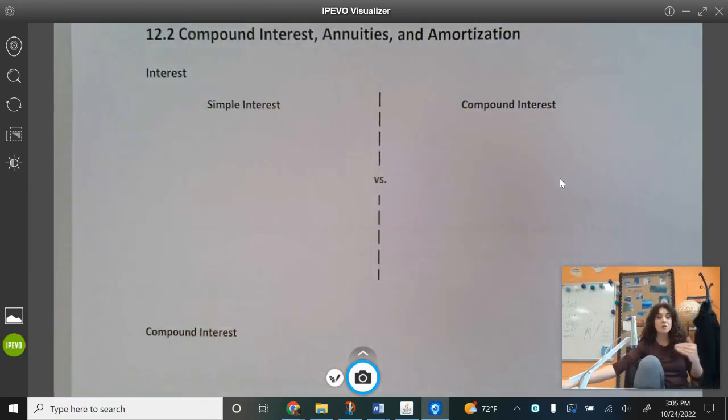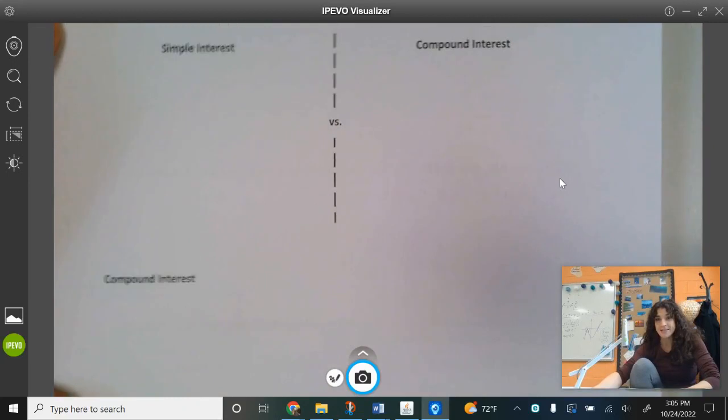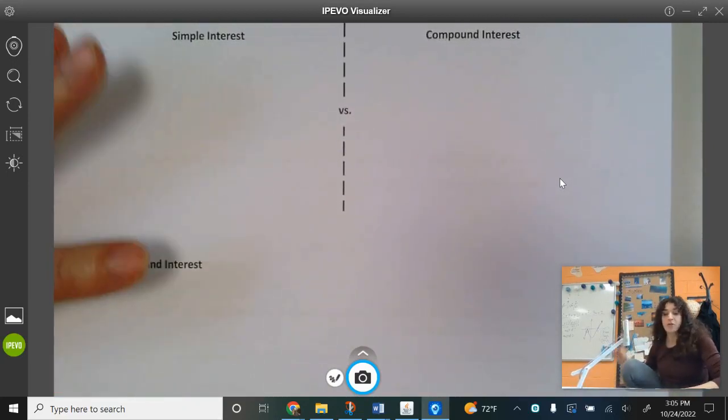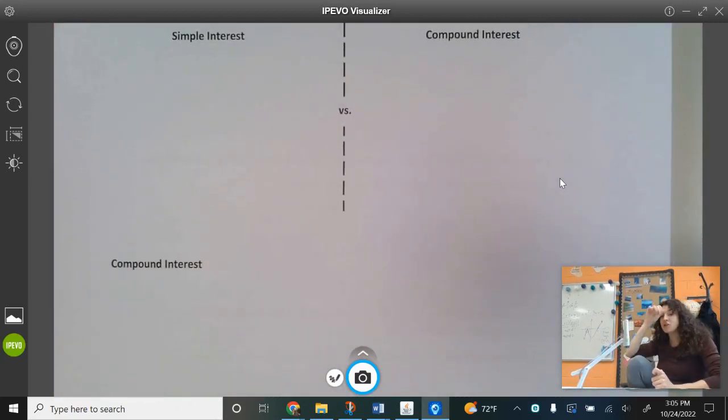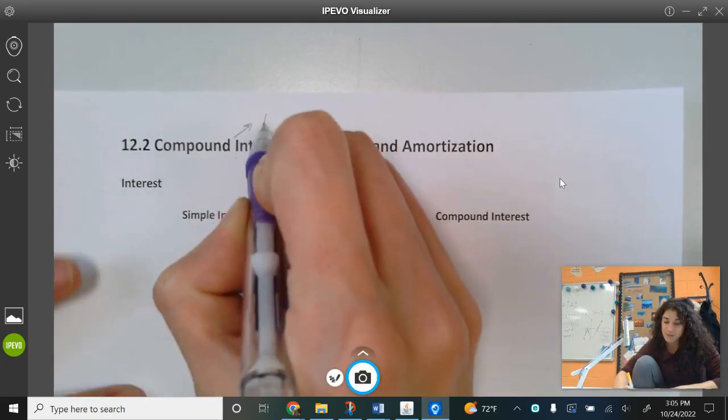Hey, 12th graders. We are moving on from geometric sequences and series to continue on with our theme of exponential modeling. And what you're going to notice is that all of these are exponential models, right? Geometric sequences and series are exponential models, and compounding interest, annuities, amortization, in other words, financial algebra.